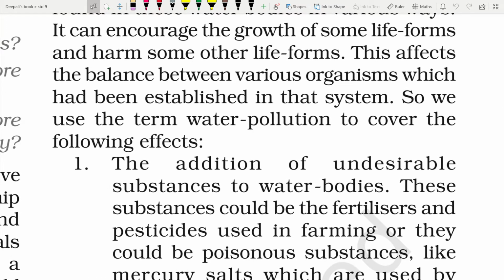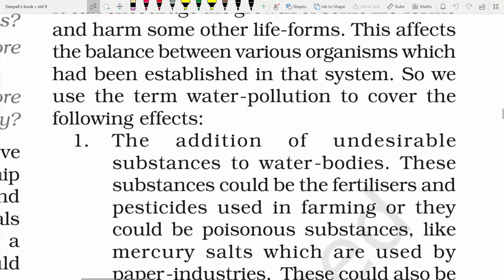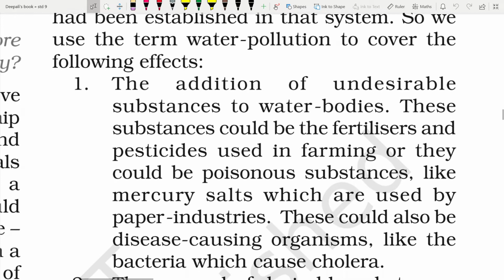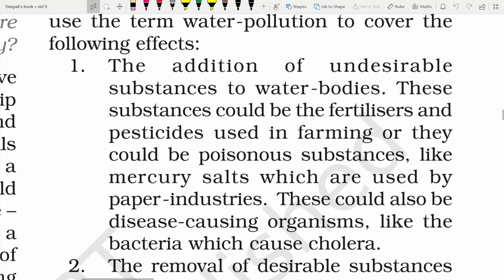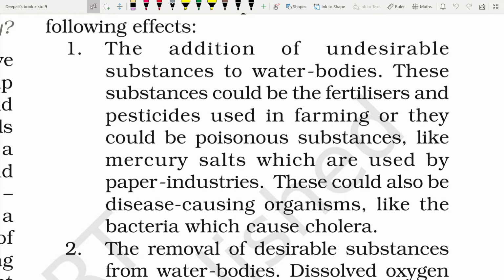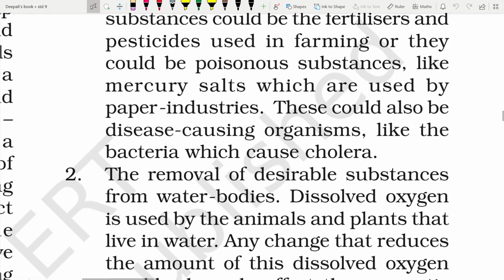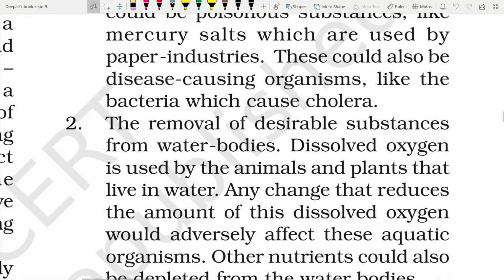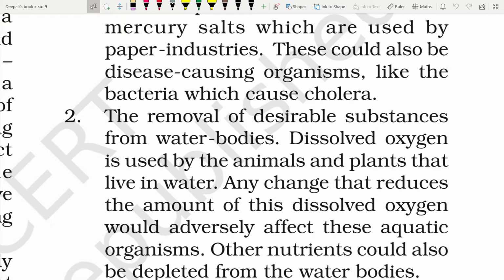So we use the term water pollution to cover the following facts. Addition of undesirable substances to water bodies. These substances could be fertilizers and pesticides used in farming, or they could be poisonous substances like mercury salts which are used in paper industries. This could also be disease causing organisms like the bacteria which cause cholera.